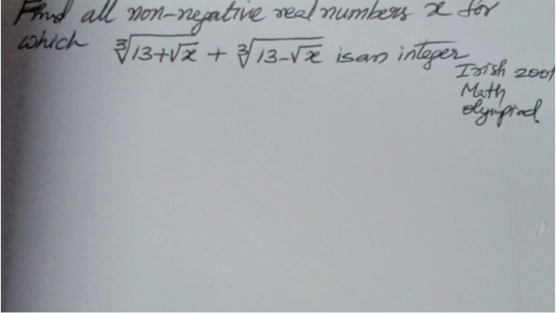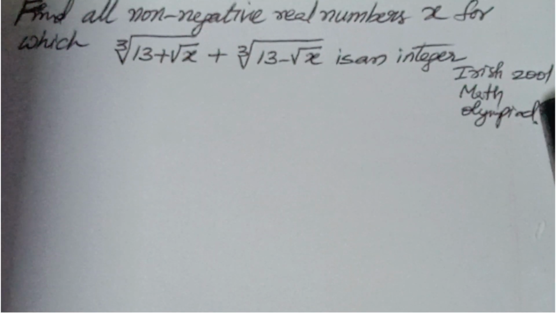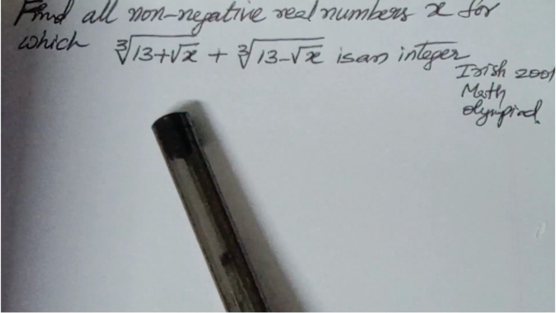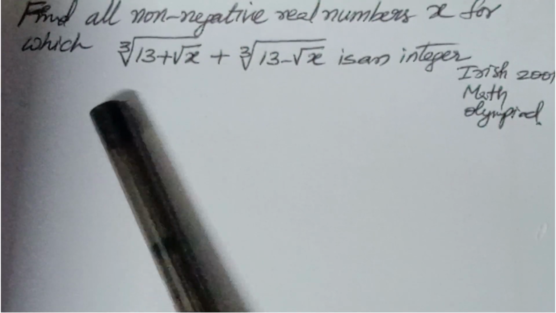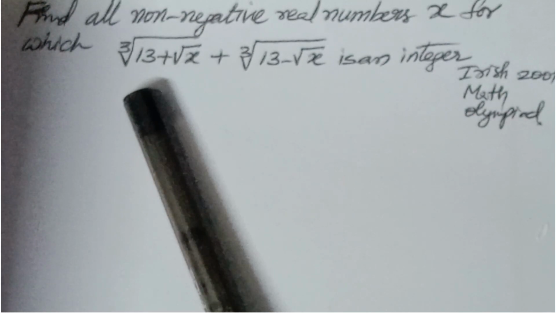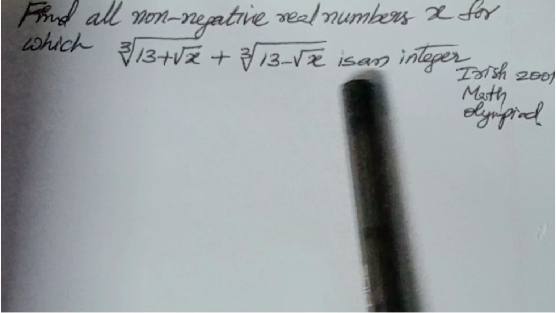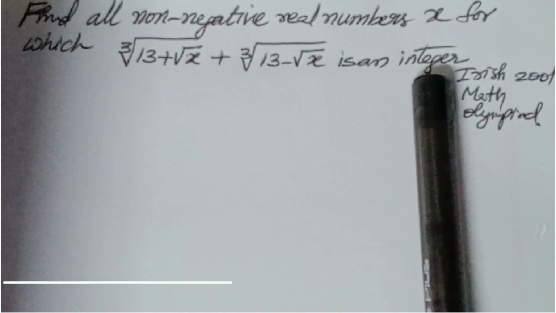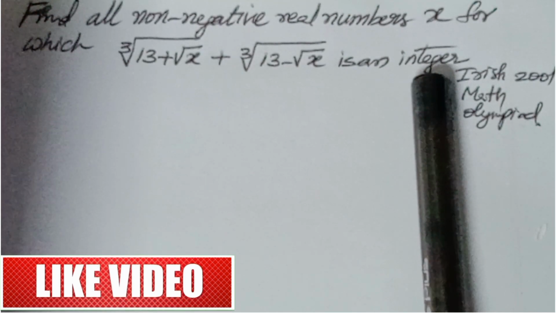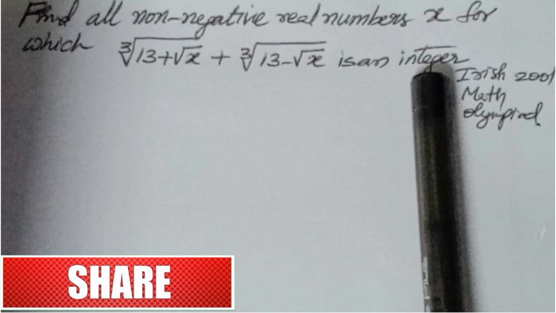We will be looking at Irish Math Olympiad 2001. The question is: find all non-negative real numbers x for which cube root of 13 plus root x plus cube root of 13 minus root x is an integer. Before solving this problem, pause the video and try it.